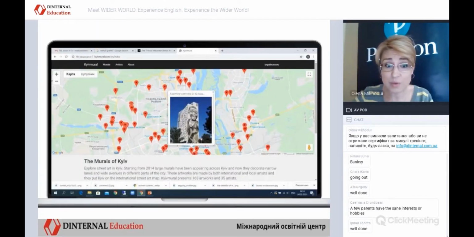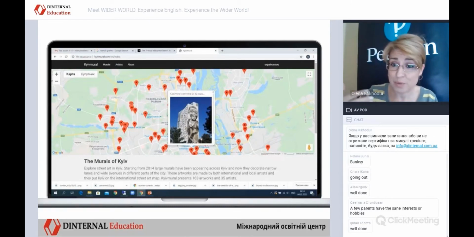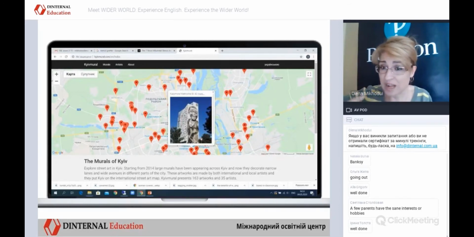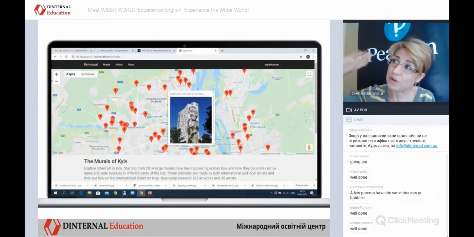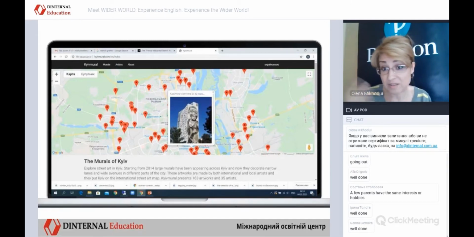In Kiev, we have a trend now. Murals are very, very popular. These huge paintings, like pictures on the side of the buildings. I think I saw some murals in Lviv. I remember there was something wonderful. I remember from Kamenets-Podilsk. So there is a global trend, you know.